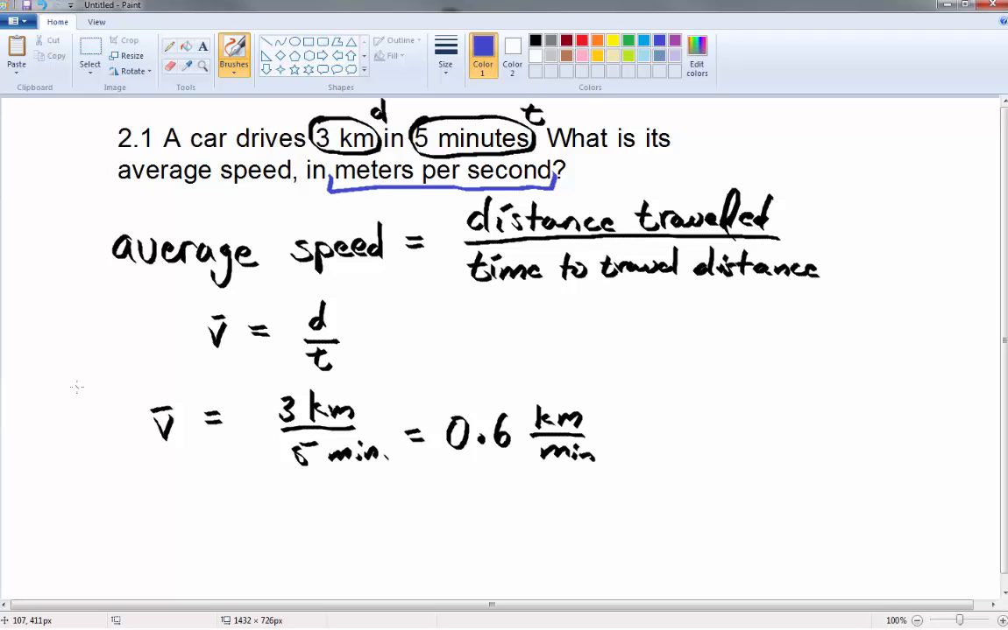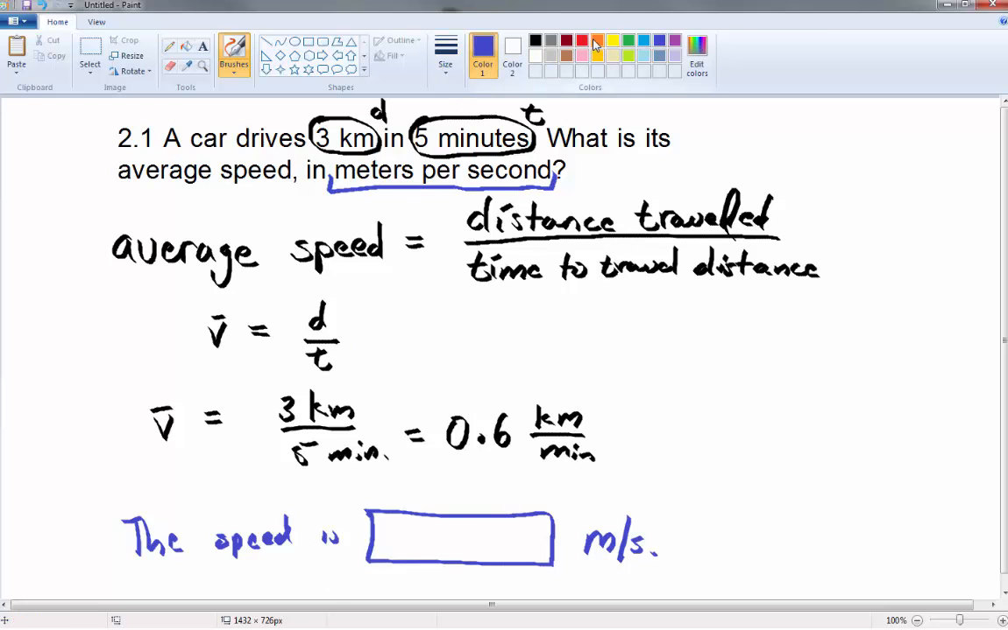If you are watching this because you're an online student, for example, you know that when you take a quiz, the questions are going to typically ask for the speed in meters per second. You've got to imagine that the answer says something like the speed is blank meters per second. So you can't just put 0.6 as your answer, because that is not the correct answer if we want it in meters per second.